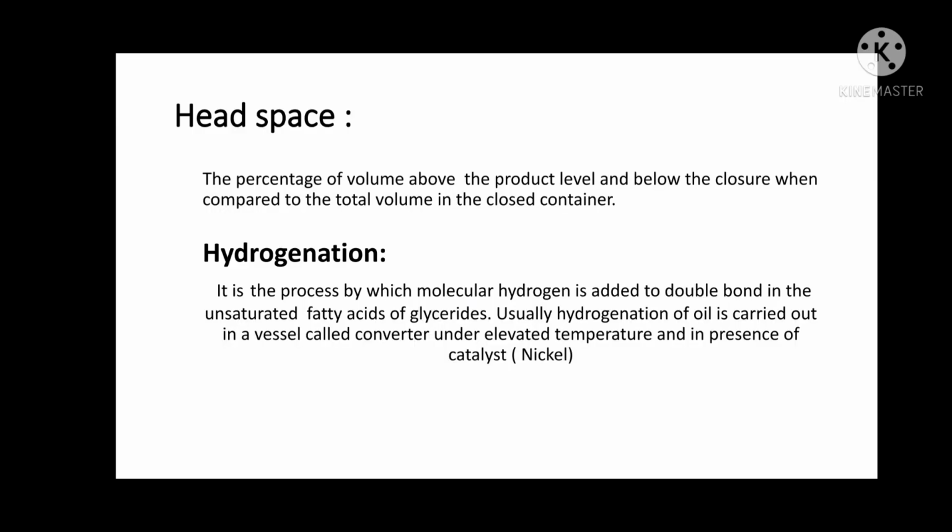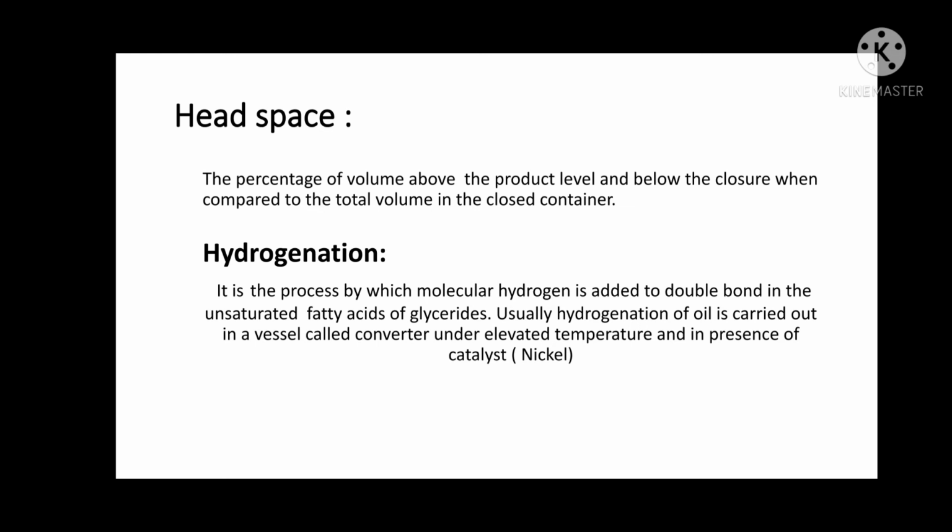Hydrogenation. In this process, a number of hydrogen molecules are added to the double bond in unsaturated fatty acid of glycerides for the conversion to saturated fatty acids. Then spoilage is reduced and it is carried out in a vessel called converter in the presence of nickel catalyst under elevated temperature.